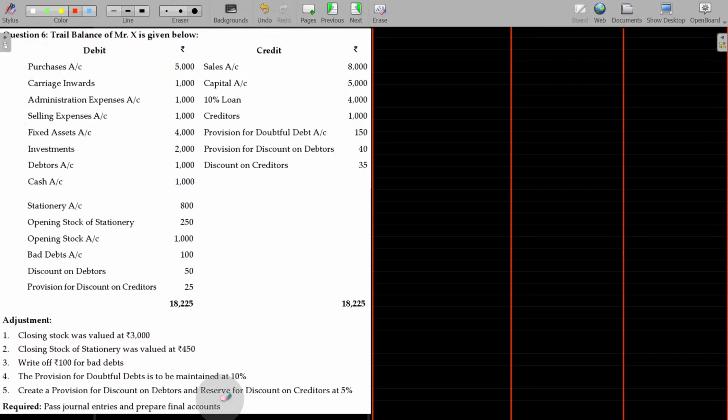But for better understanding, how do I pass the journal entry? After passing the entry, how it would have been in the trial balance if you were aware of those adjustments beforehand. And from that adjusted trial balance, how can we prepare the trading and profit and loss account and balance sheet? In such a manner, we will be solving these illustrations for your better understanding. Let's see here.